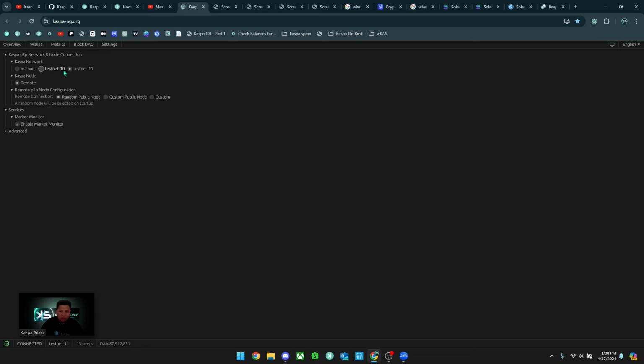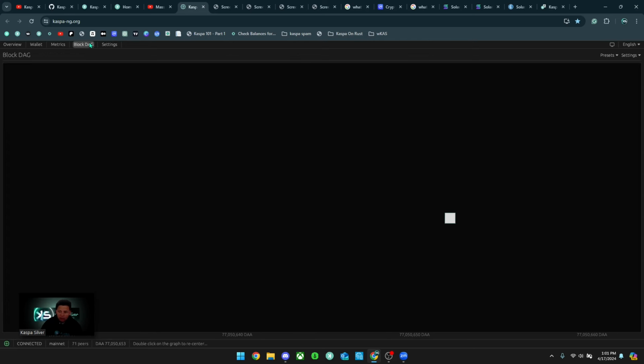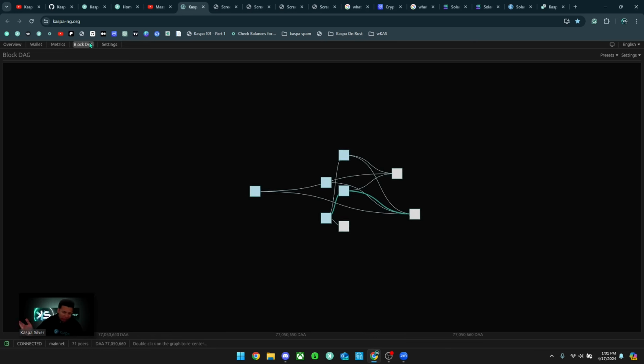But in the settings, you can always switch over to the mainnet, and you can literally see the difference in the block DAG visualizer of how much slower 1 block per second is compared to the 10 blocks per second that you were just viewing.